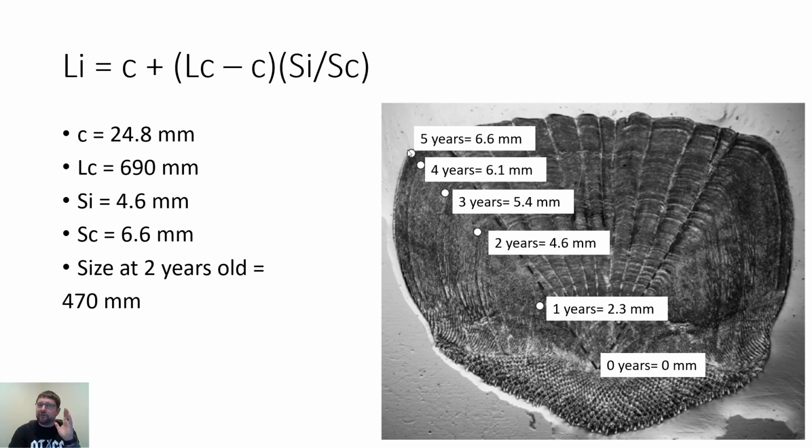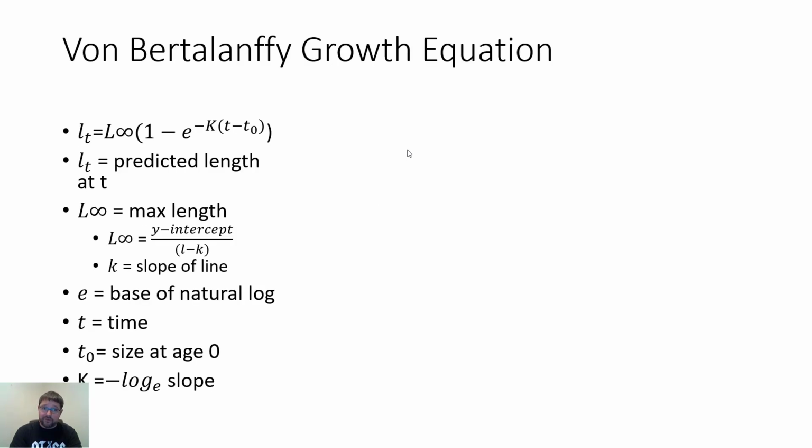Fraser-Lee is a really simple method. There are lots of problems with it, but I want you guys to know how to use the Fraser-Lee method. There's another method which is called the von Bertalanffy growth equation. It's the same kind of premise, except it gives you a more natural curvature to the growth of an organism.